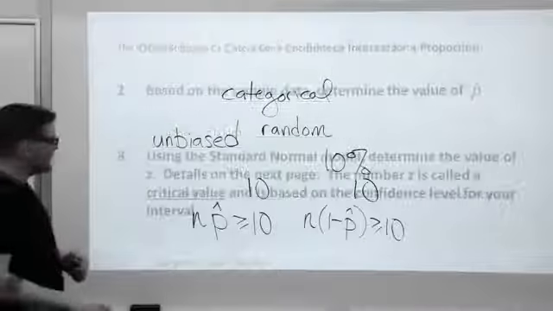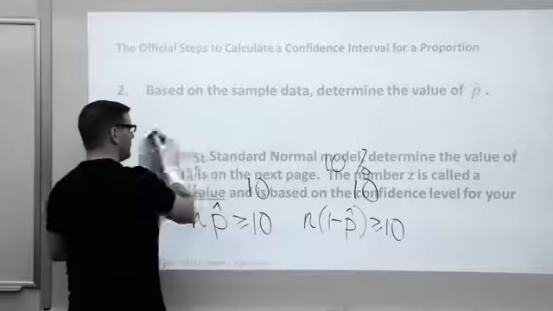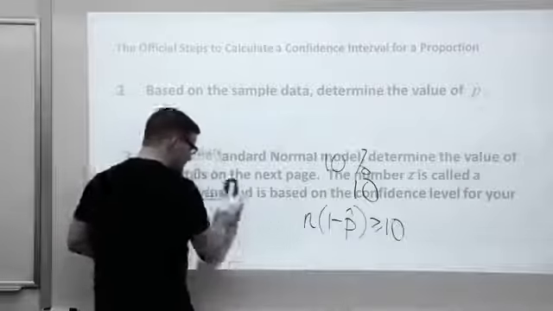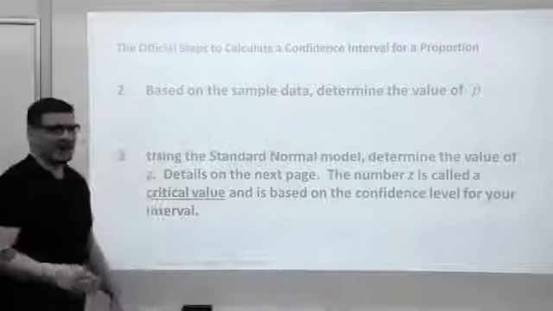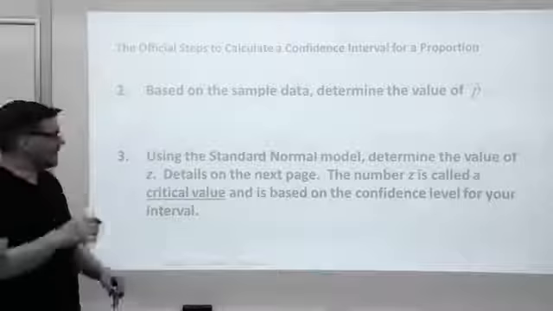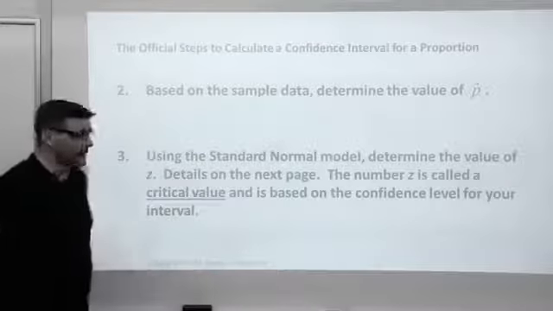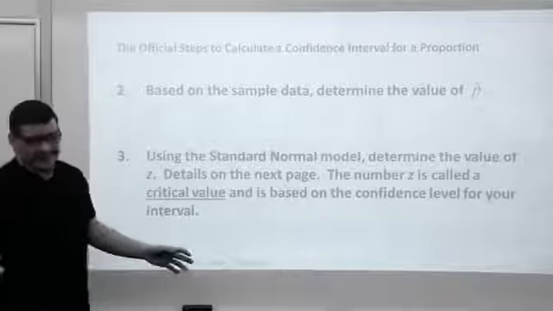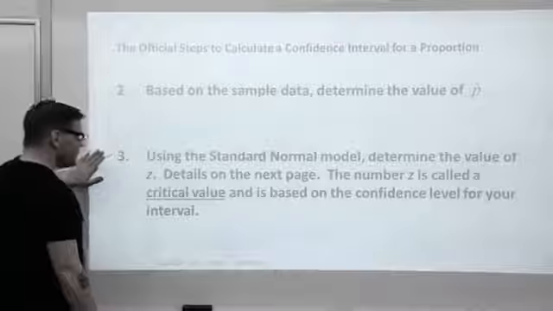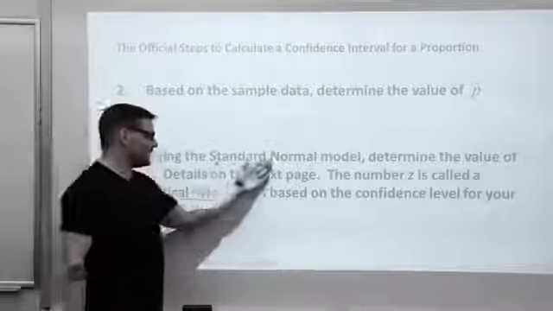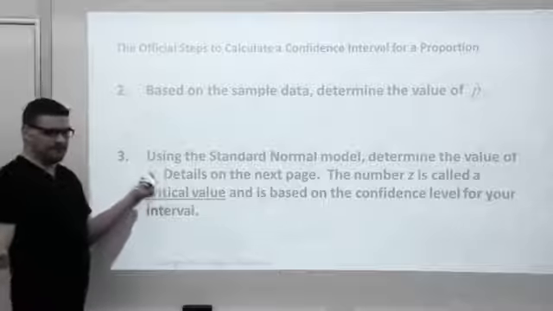All right. What are the next steps? You collect your data. We're working with a sample of data. You'll take the data, say you're doing gun ownership, you've got a certain number of homes that have guns over the total number. You just convert your data to p hat, sample proportion. That's an easy calculation. Number of successes over the sample size. Part 3, using the standard normal model, determine the value of z.